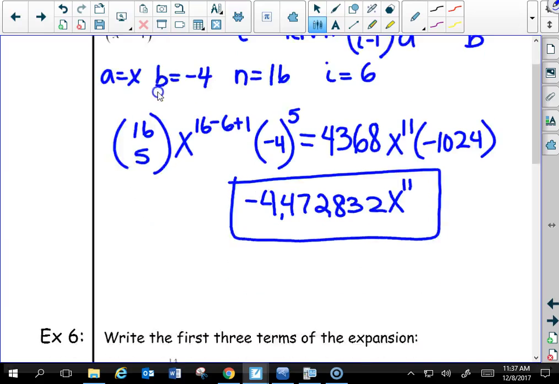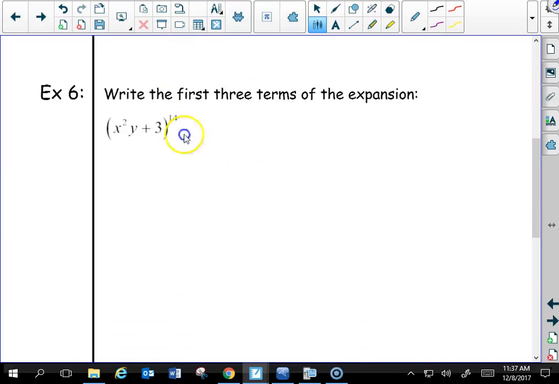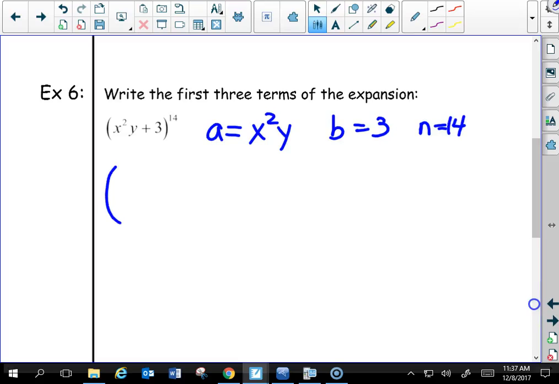Okay, again, a little bit of a debate on showing you this, but I thought that a was different enough that it was worth showing you this problem. So a is complicated. It's got both x and y in it. b is not so bad, and n is 14, and they just want us to write the first three terms.